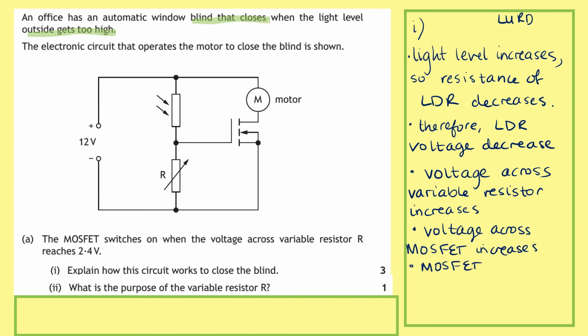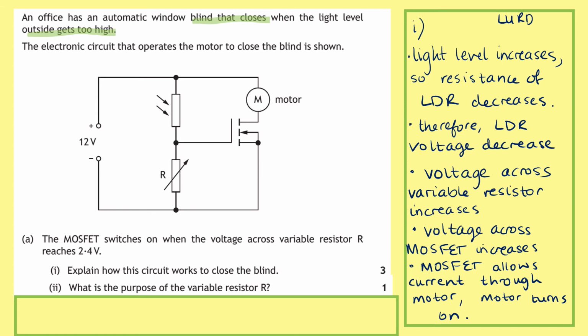It allows the current to flow. That's the current flowing through the motor, which turns the motor on. This is quite a lot of writing, but it is worth 3 marks, and all of this would get you your 3 marks. Let's look at part 2.